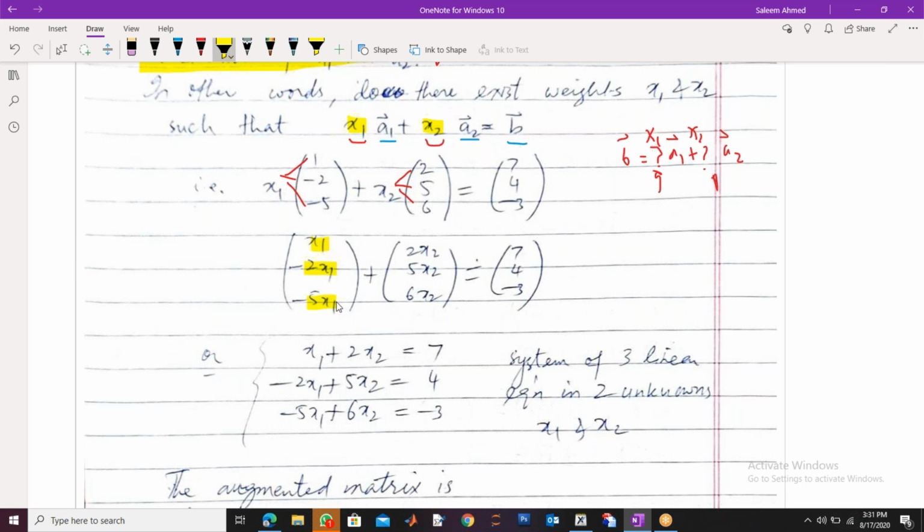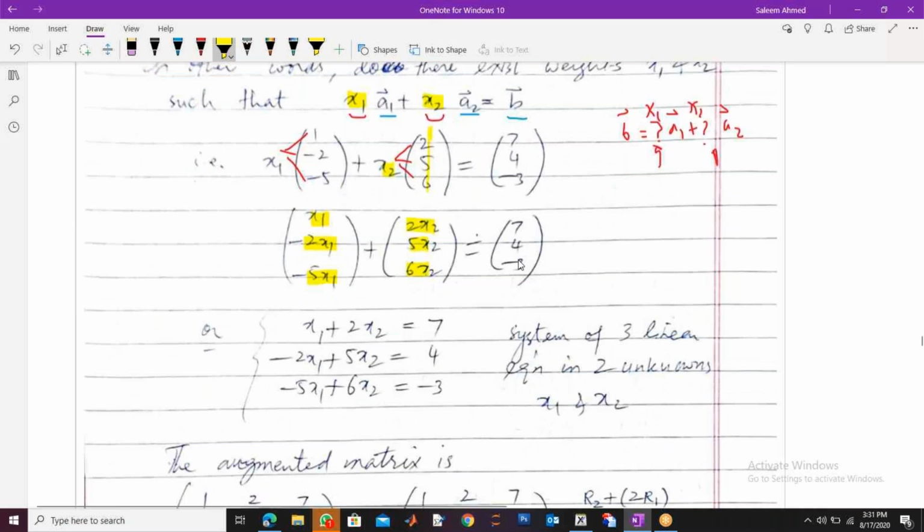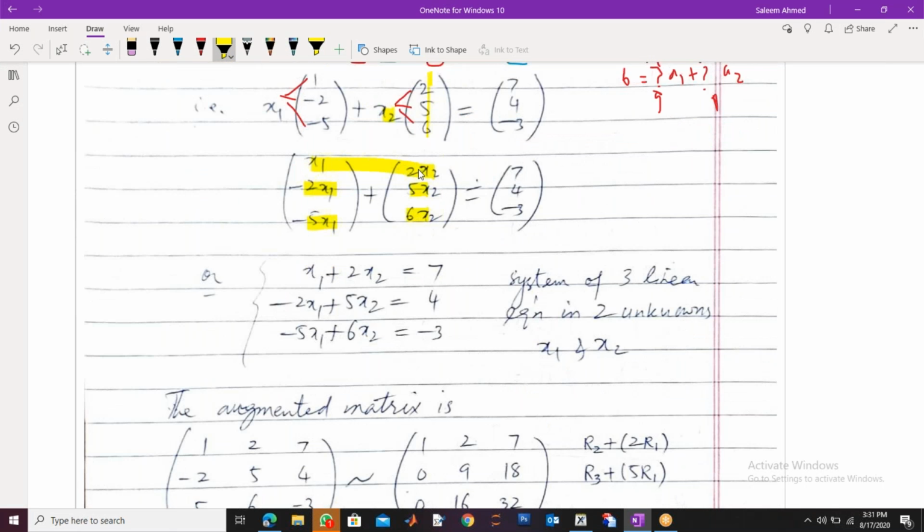Similarly, this x2 will multiply by 2, 5, 6, becomes 2x2, 5x2, 6x2. Now, if I add these two vectors, then x1 plus 2x2 should be equal to 7. 2x1 plus 5x2 should be equal to 4. And 5x1 plus 6x2 should be equal to minus 3. So I got these three equations.